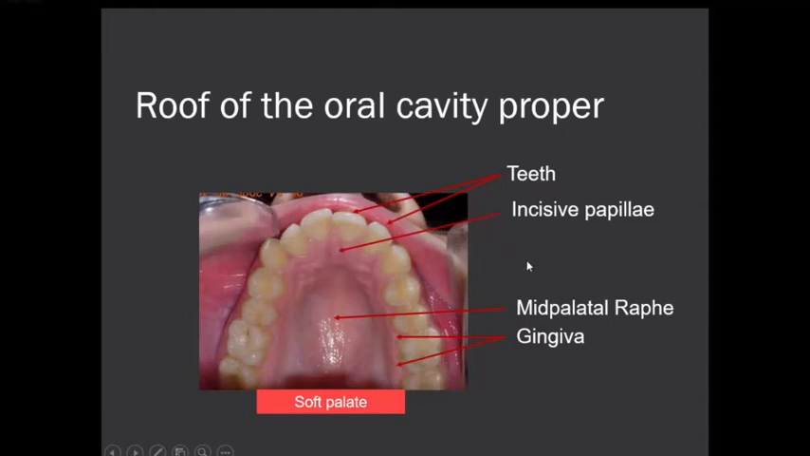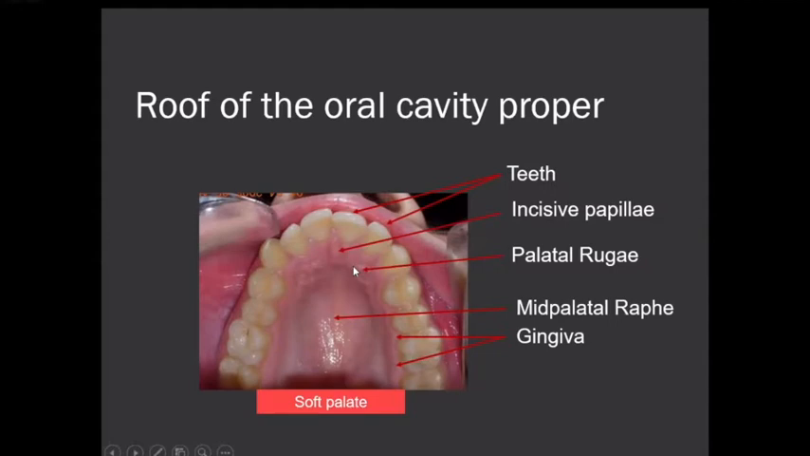Okay, now another important structure in the roof of the oral cavity: you can see some transverse ridges here. Just behind the incisive papilla, running transversely, there are about 3 to 7, 4 to 7, not many, but they are very rough. During swallowing, these rugae help the tip of the tongue to be stable during the first phase of swallowing. So these are called palatal rugae.